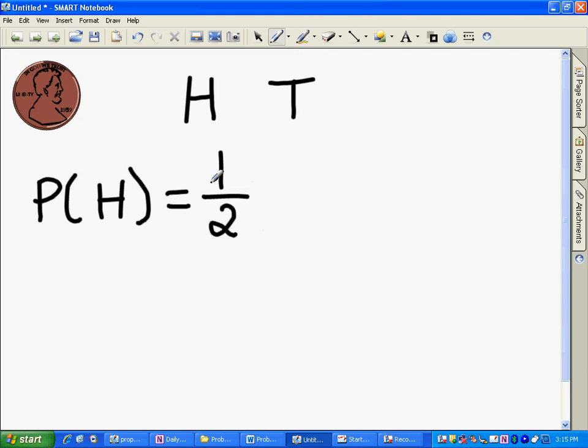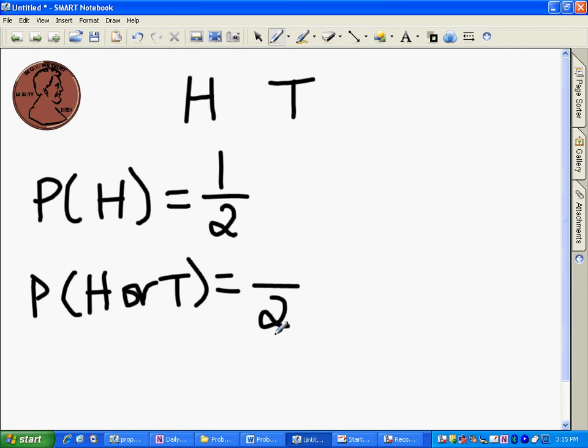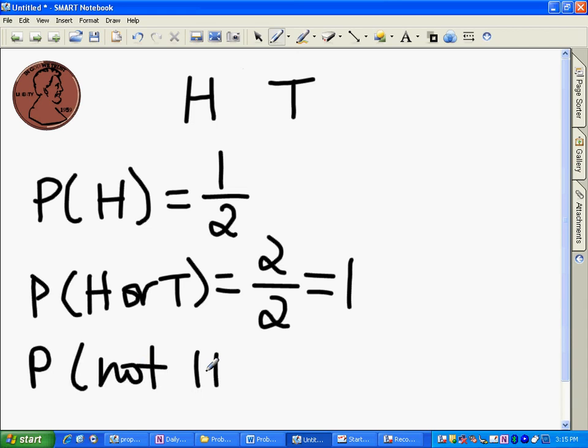It's already simplified. What if I said, what's the probability of flipping a coin and it landing on heads or tails? Again, there are 2 outcomes when I flip a coin. And when I look at those, there's 2 outcomes that are either heads or tails. So you would say 2 out of 2, which is just the same thing as 1 whole or 100%. So it's guaranteed that if I flip a coin, it's going to land on heads or tails. What if I say, what's the probability of the coin not landing on heads or tails? So not heads and not tails. Again, there are two outcomes.